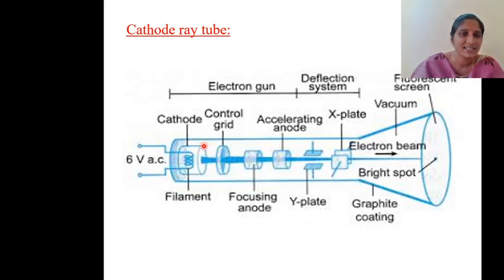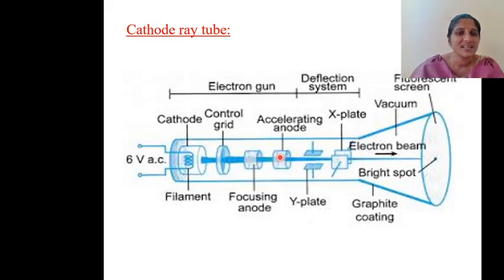Once again I am explaining the CRT. So the CRT consists of electron gun, deflecting system, and fluorescent screen. So first, whenever the voltage is fed to the filament, then from the cathode electrons are generated, emitted. So these emitted electrons are controlled by the control grid. After that, the controlled electron beam is fed to the focusing anode to improve the intensity of the electron beam.